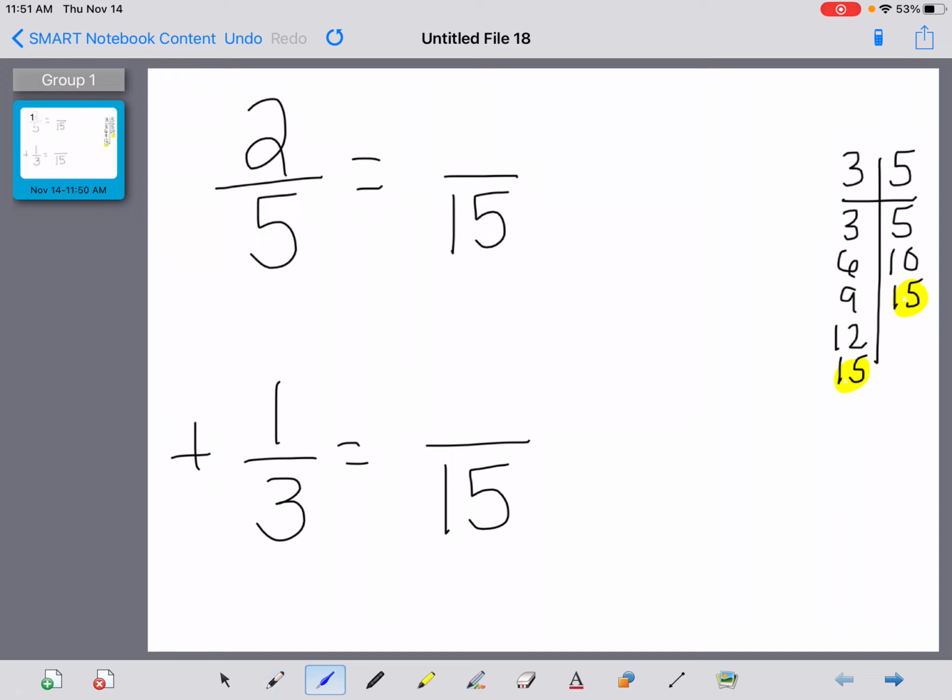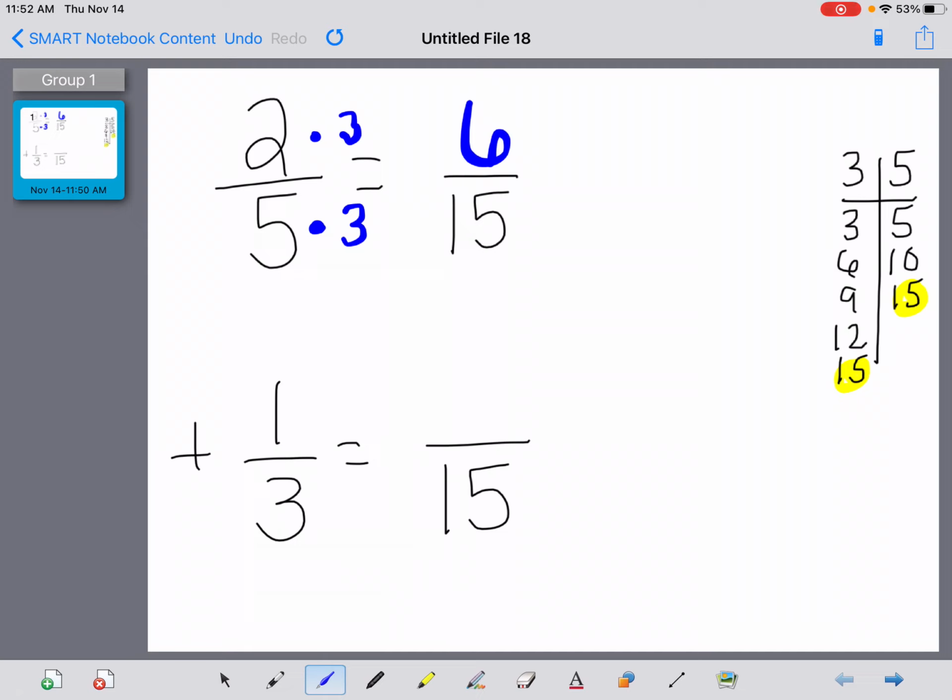If I am changing 5 to equal 15, I know that I multiplied that by 3. In order to make an equivalent fraction, we're multiplying by a fraction equal to 1. So this would become 3/3. Or in short, what you do to the bottom, you have to do to the top. 2 times 3 is 6. That is my new fraction name.